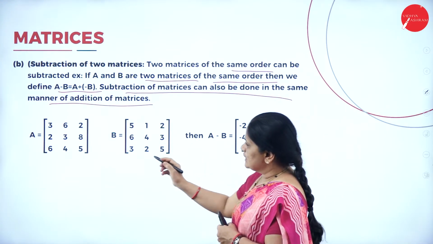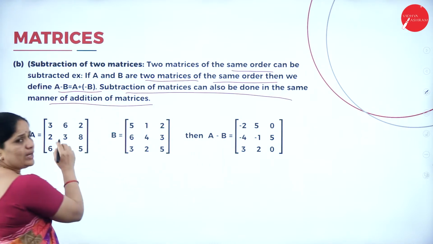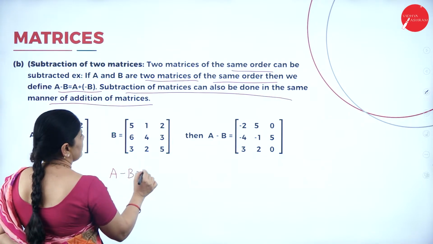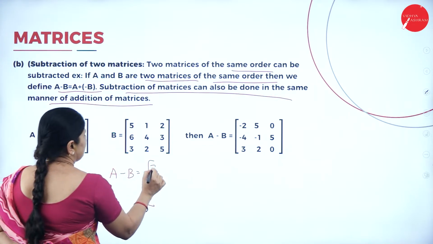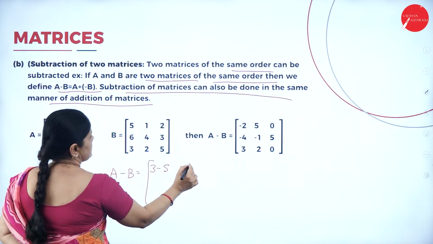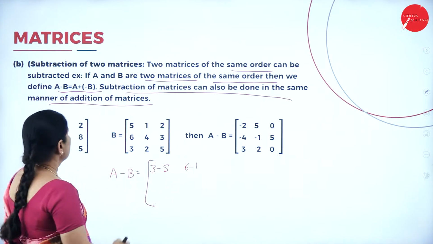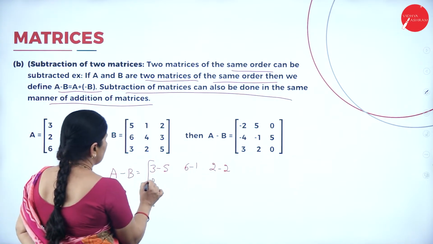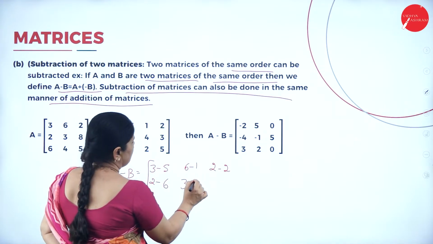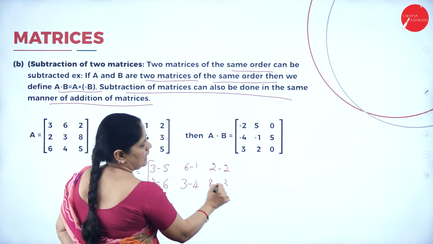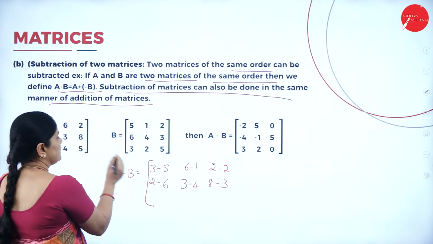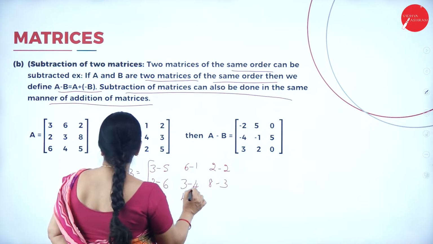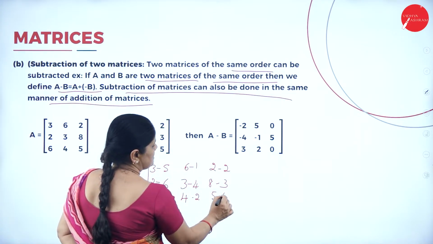So, here if you can see, A equals 3, 6, 2. So, A minus B will be equal to 3 minus 5, 6 minus 1, 2 minus 2, then 2 minus 6, 3 minus 4, 8 minus 3, then 6 minus 3, 4 minus 2, 5 minus 5.